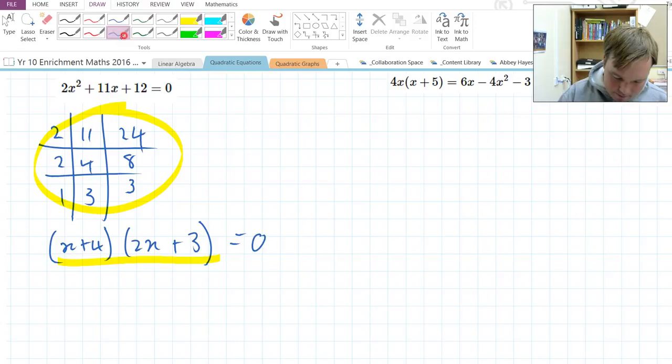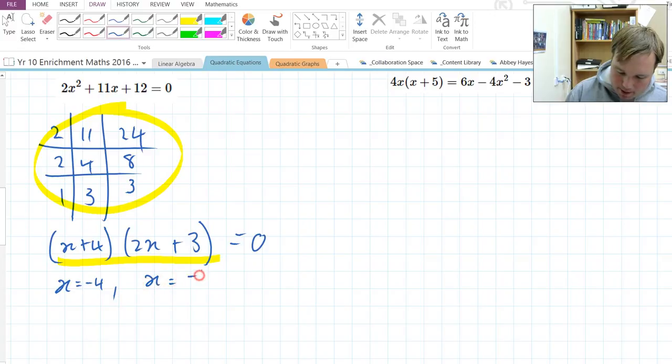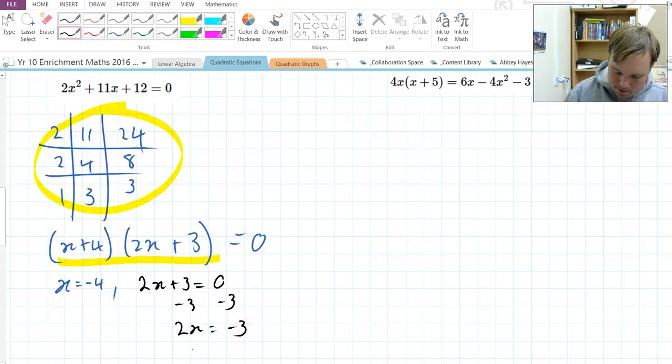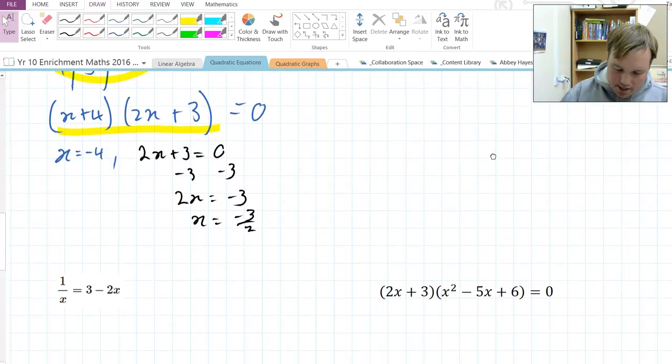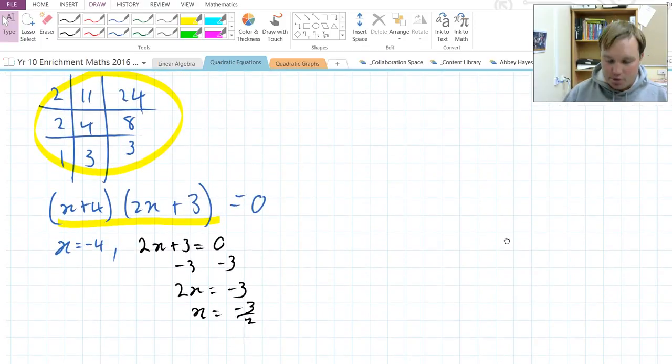From here, two things can happen. x can equal -4, or x can equal -3/2. Now, if you're not comfortable with where that second one came from, and I do encourage you to take a couple of extra steps here, there's nothing wrong with writing, well, 2x + 3 may equal 0. Take 3 from both sides. 2x = -3. Therefore, x = -3/2. So our two solutions are x = -4 and -3/2.